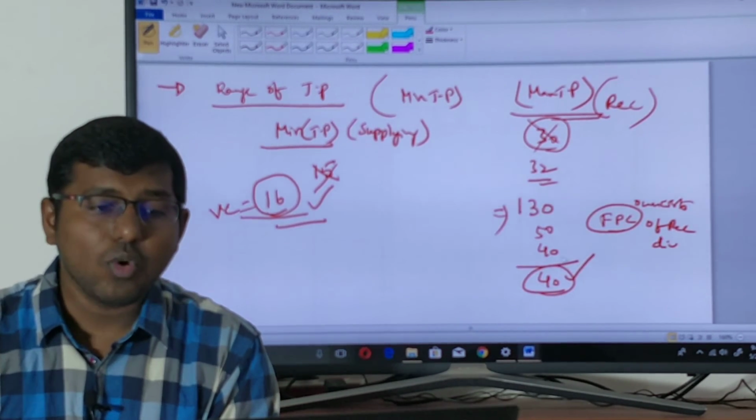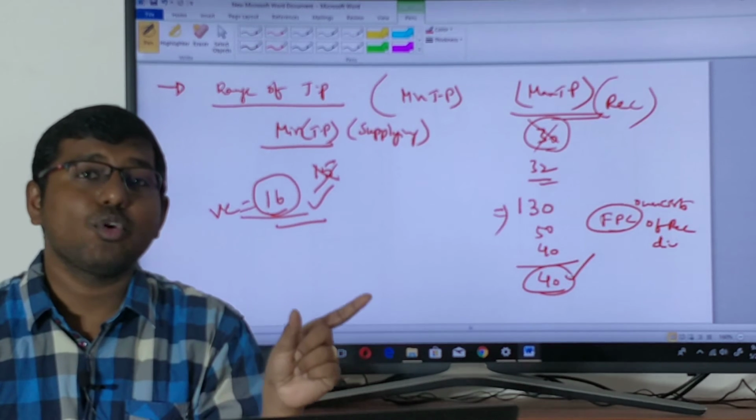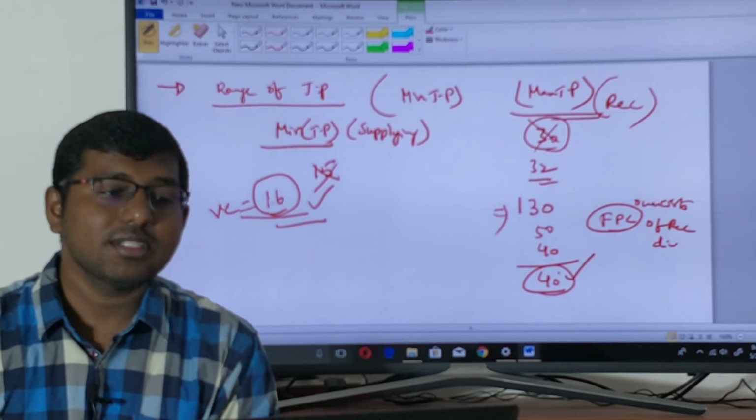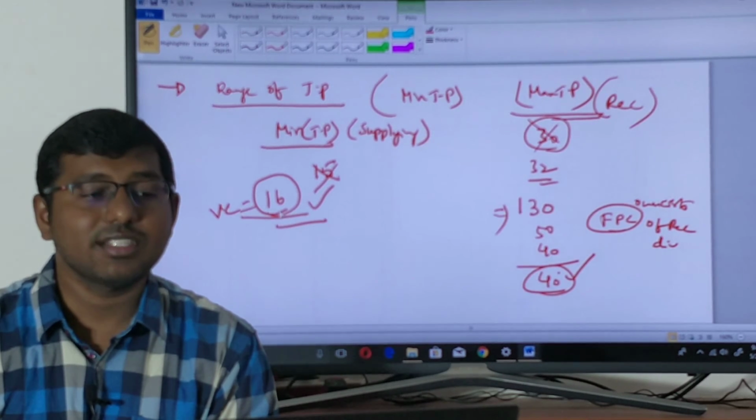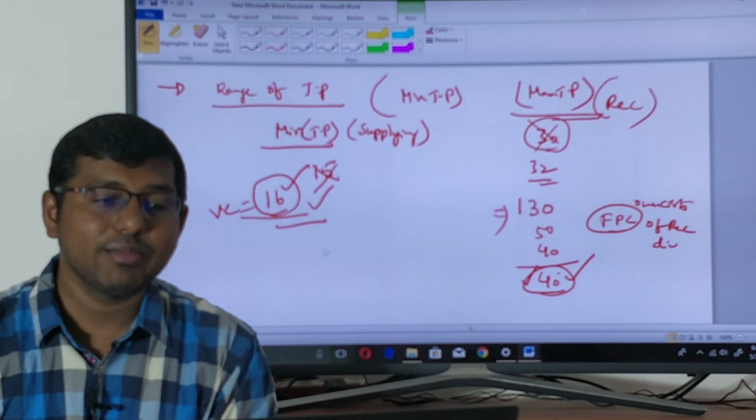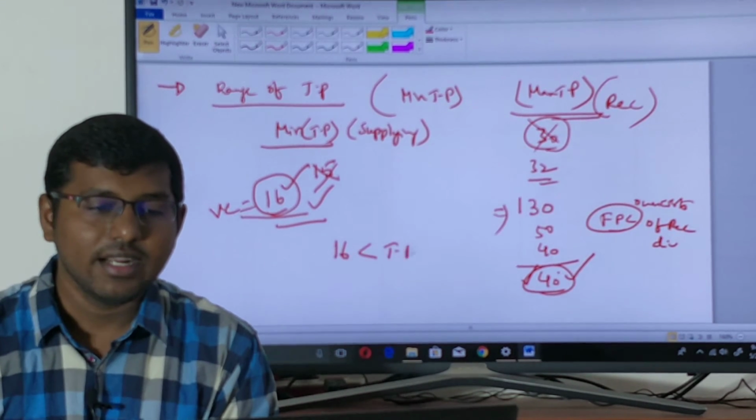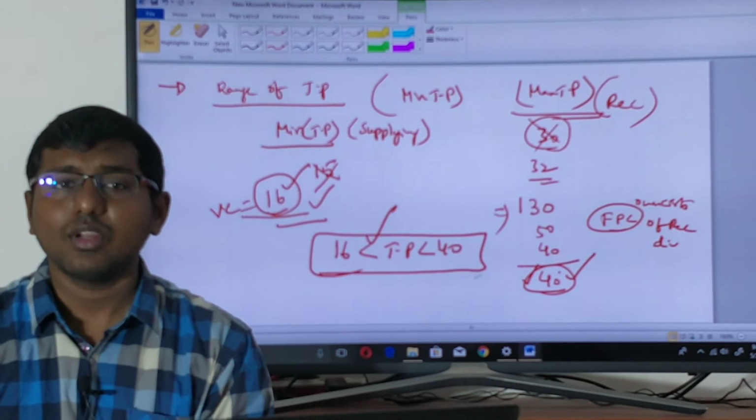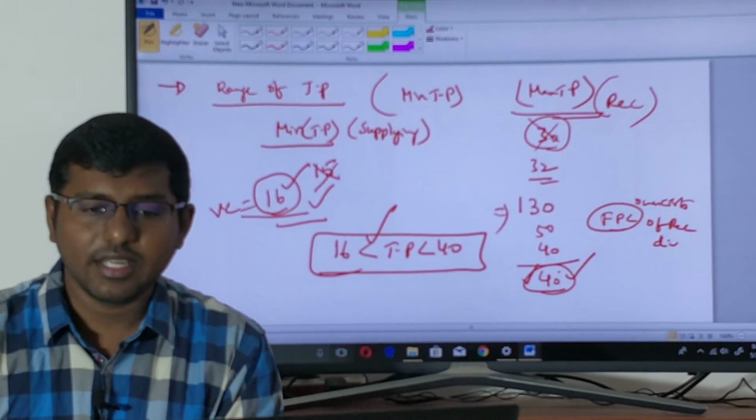You got it? So ultimately how much money is left over in the receiving division's pockets? You can imagine 40. How much is the money that has been spent by supplying division? 16. So you ensure that your TP is greater than this number and less than this number, which means your answer will be 16 is less than TP is less than 40. This will be your answer. Got the point, guys? And I hope it is clear.